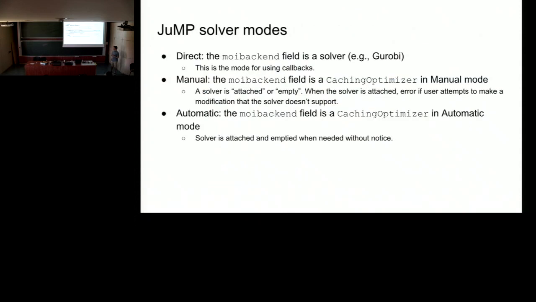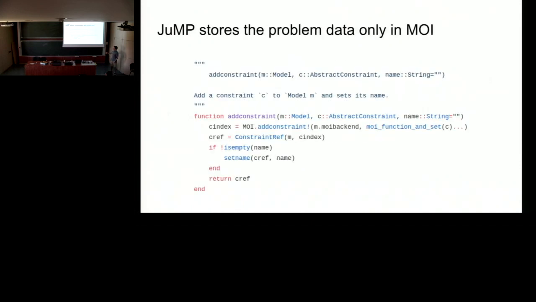So then we have a few different ways of communicating with solvers. We settled on 3 different modes in which you can run JuMP. I call it direct, manual, and automatic. You'll see why manual and automatic make sense. Direct is when this MOI backend could just be the Gurobi model object. Nothing in between. It's really JuMP attached to the Gurobi model.